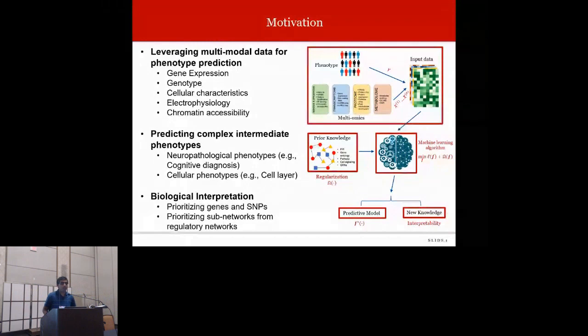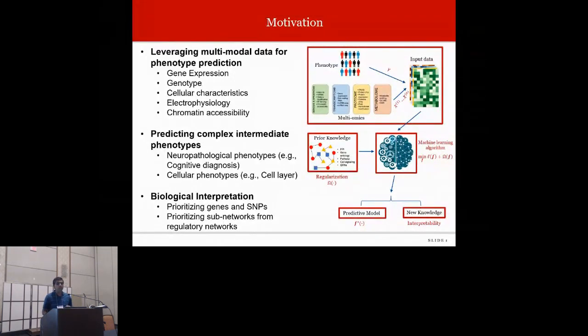As I was saying, most of the existing approaches, predictive models, only focus on disease versus healthy, but there are more complicated outputs, like in brain diseases such as Alzheimer's and schizophrenia. You have neuropathological features like cognitive impairment and cognitive diagnosis. You have Braak scores, which talk about neurofibrillary tangles. These are not final outcomes like disease versus healthy, but intermediate phenotypes that we want to predict.